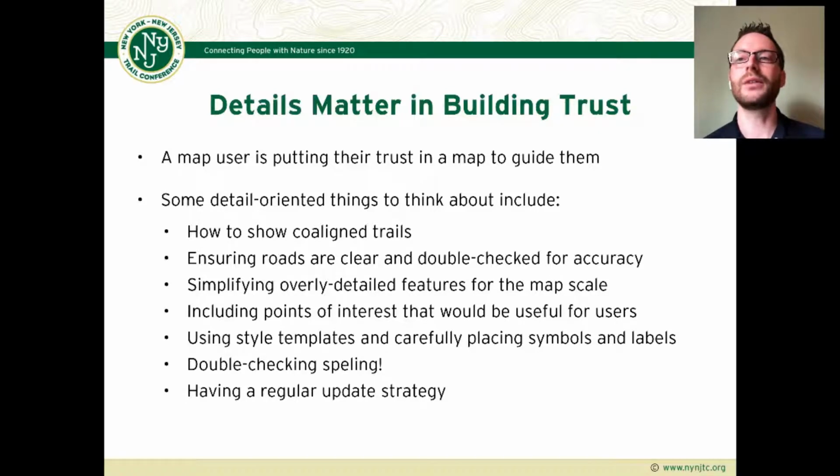Some detail-oriented things to think about are how to show co-aligned trails, ensuring roads are clear and double-checked for accuracy, simplifying overly detailed features for the map scale, including points of interest that would be useful for users, using style templates and carefully placing symbols and labels, double-checking spelling, and certainly having a regular update strategy.